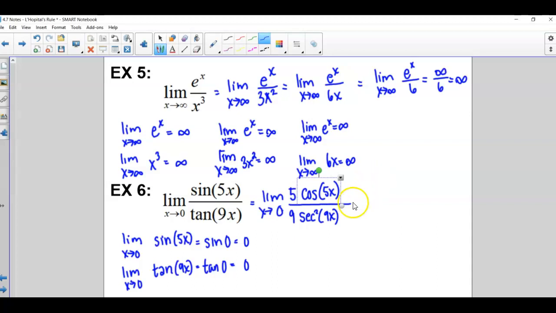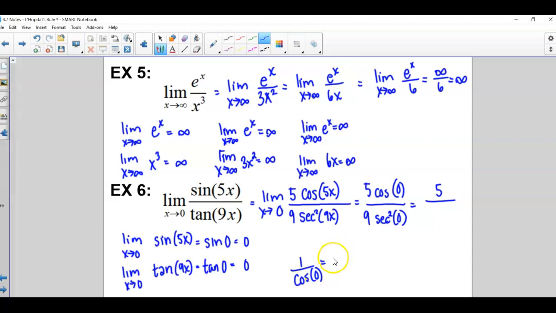Now we can plug in because we've got 5 cosine of 0 is what we get when we plug in the top. And what is cosine of 0? It is 1, so we just get a 5 in our numerator. In the denominator, we're going to have 9 secant squared of 0. Remember, secant is 1 over cosine of 0, so 1 over cosine of 0 would be 1 over 1, and then we're going to square it. It's still going to equal 1, so we get 9. So we get 5/9 for this problem.